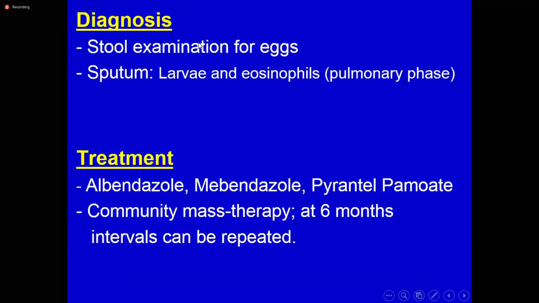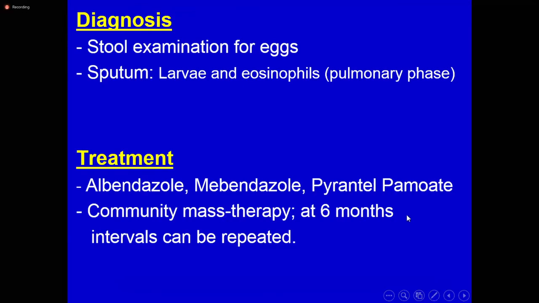Diagnosis: you detect the eggs in the stool or in the soil. Sometimes you can examine the sputum for larvae and eosinophils. There will be an increase of eosinophils in the sputum. Treatment, again: albendazole, mebendazole, pyrantel pamoate.